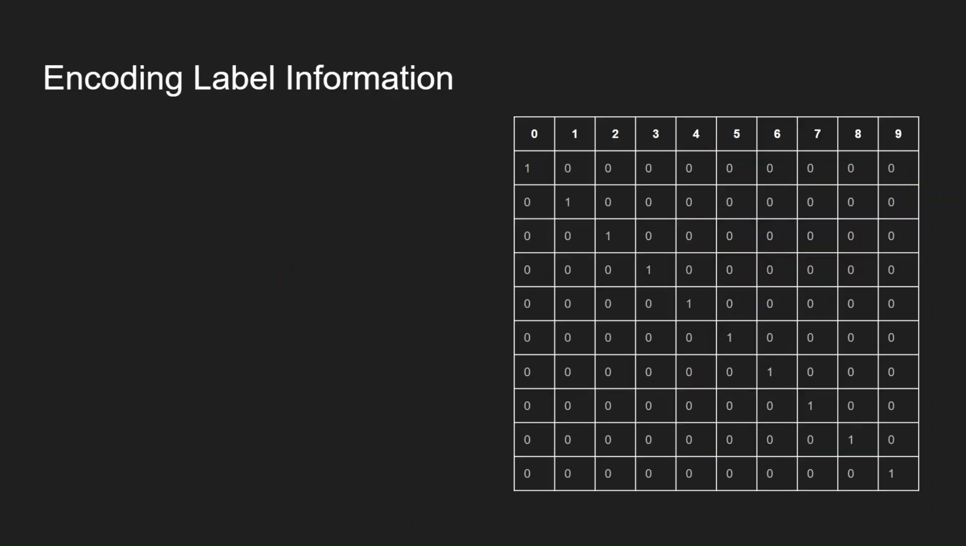Now let's see the encoding label information techniques. In case of MNIST or fashion MNIST, the labels are just integer values like 0, 1, 2, 3, 4. So we need to encode that information somehow so that the model could understand what 0 means, or what 1 means, or what 9 means. For this purpose, we have a couple of techniques.